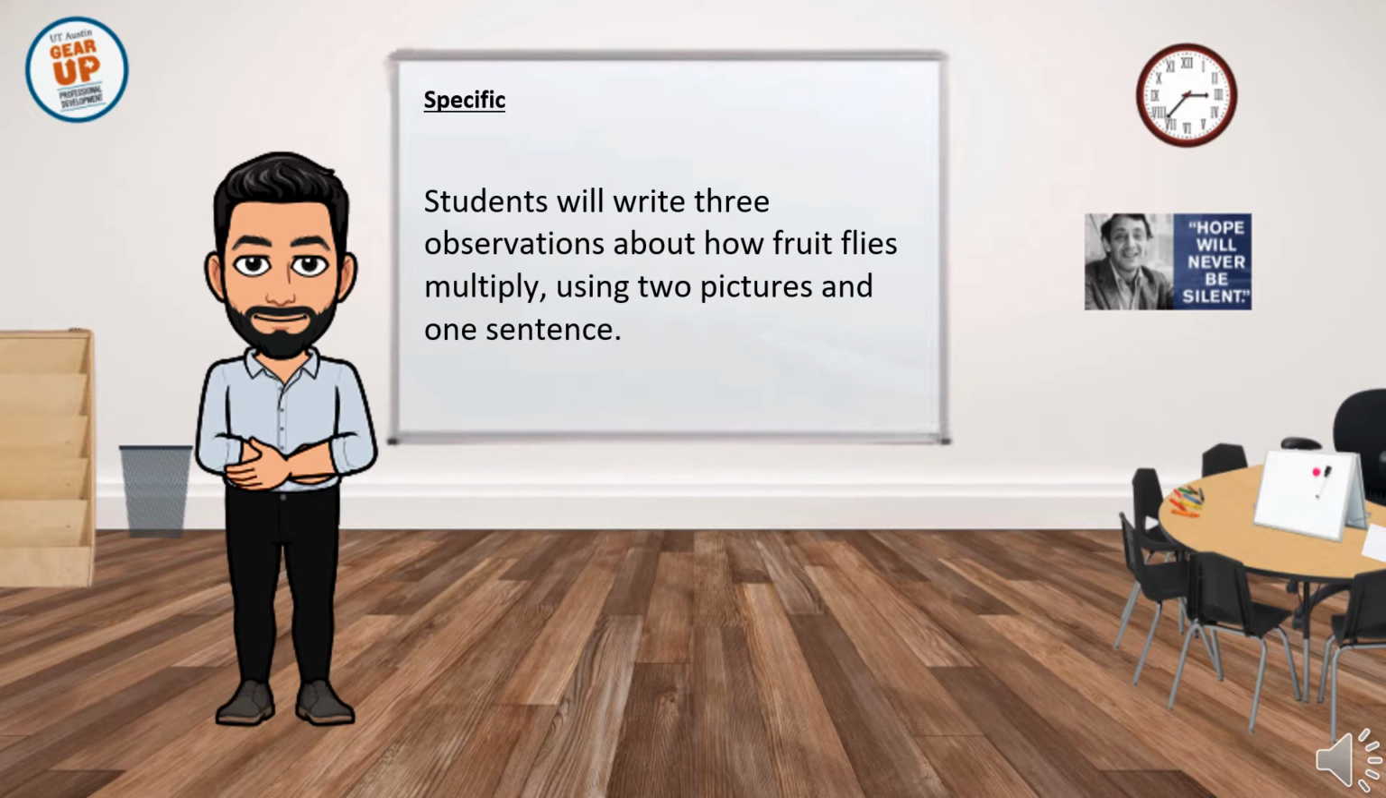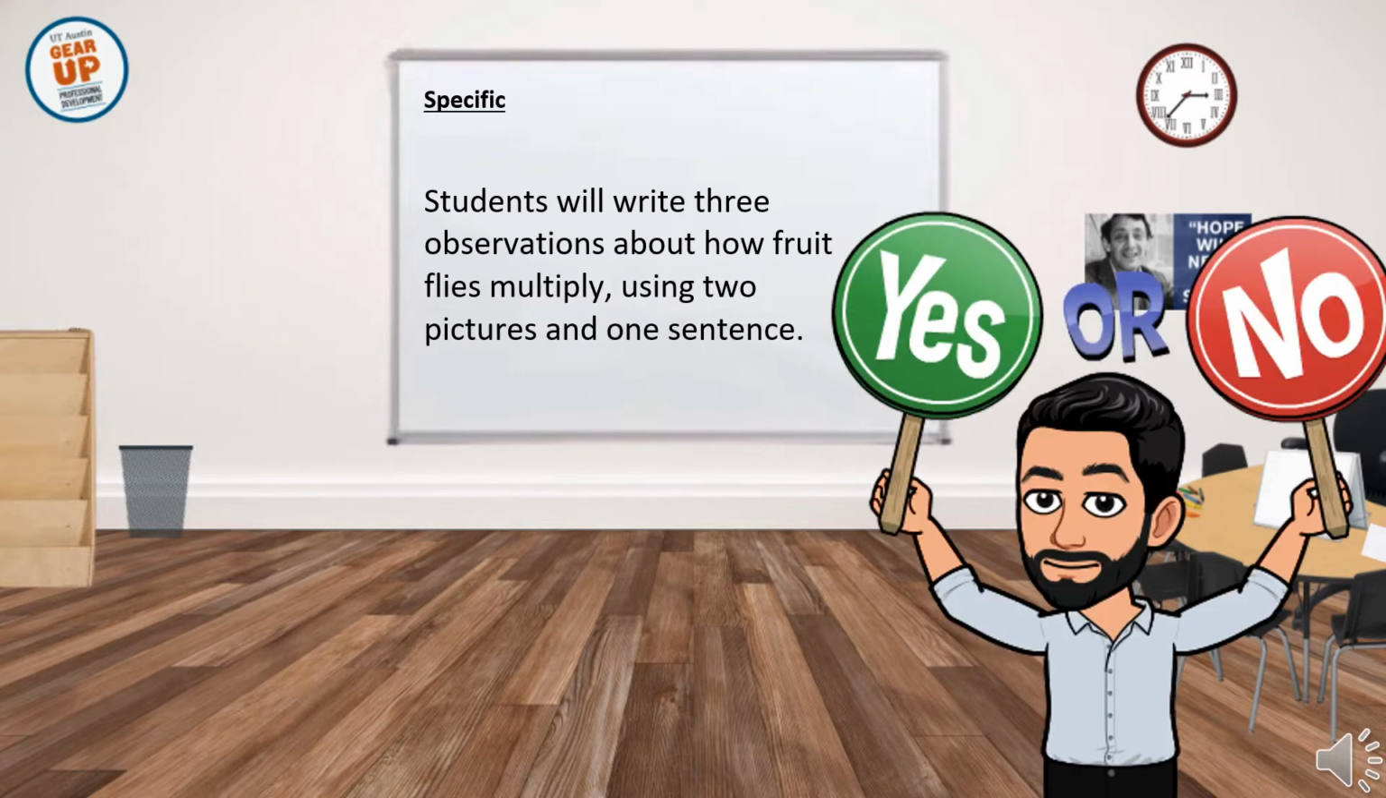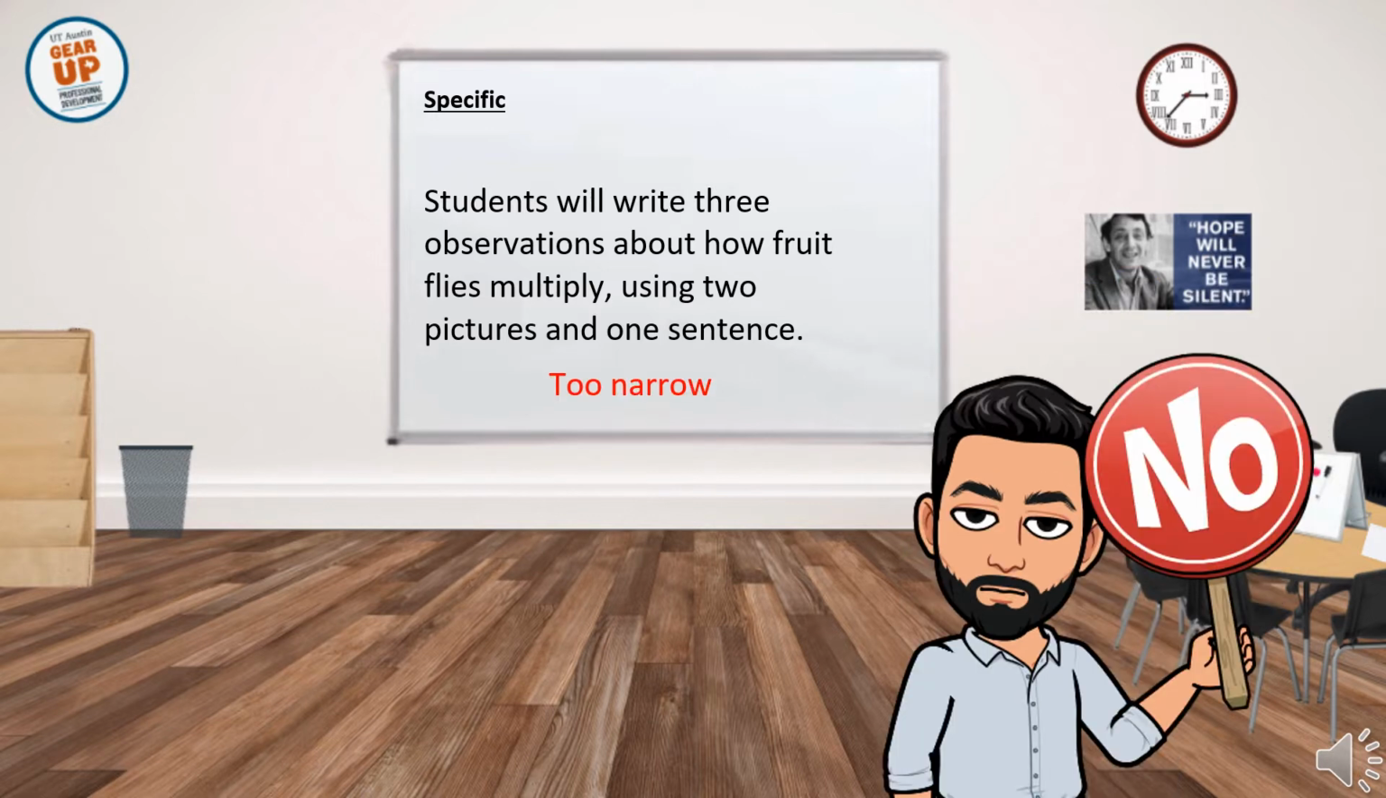Consider this potential objective. Students will write 3 observations about how fruit flies multiply using 2 pictures and 1 sentence. It goes beyond what students will learn into how, very specifically, they will show they learned it. This objective is too narrow. Due to it being so narrow, it lessens the ability to differentiate instruction for a diverse population of students. This means it's ineffective and requires revision.